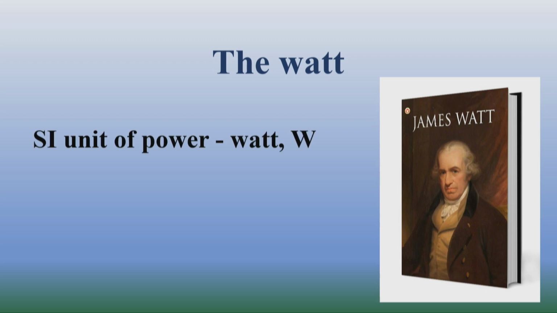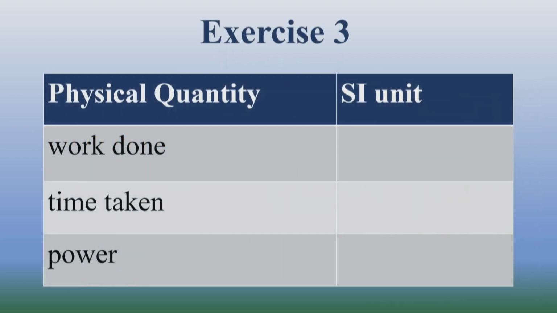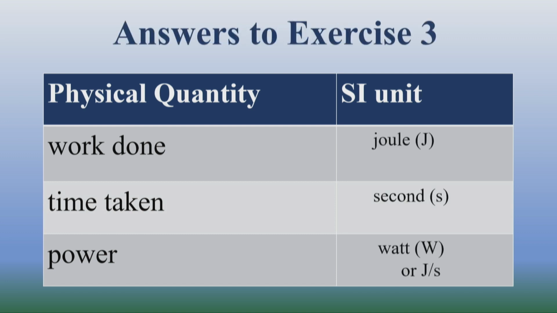As stated in the previous slide, the SI unit of power is the watt, denoted by capital letter W. This unit has been named after the famous Scottish inventor and mechanical engineer James Watt. In this exercise, we are going to write down the SI units of the physical quantities involved in this lesson. The SI unit of work done is joule, the SI unit of time is second, and the SI unit of power is watt or joule per second.